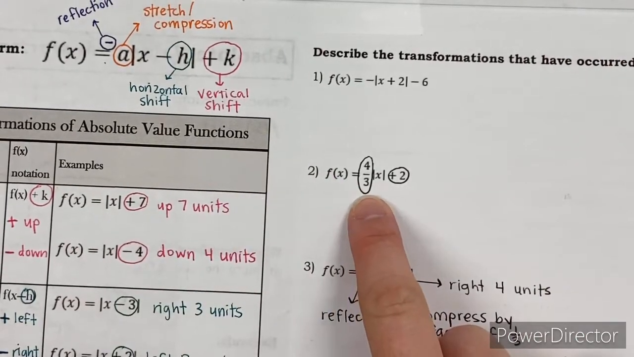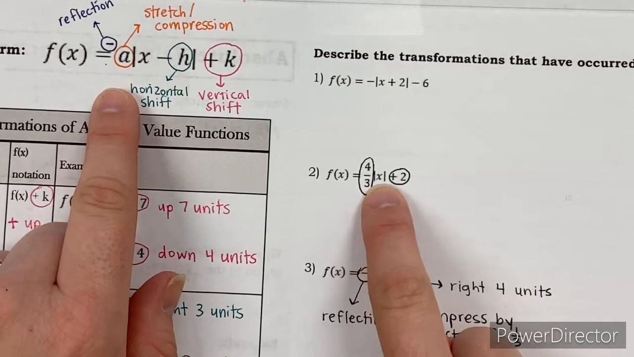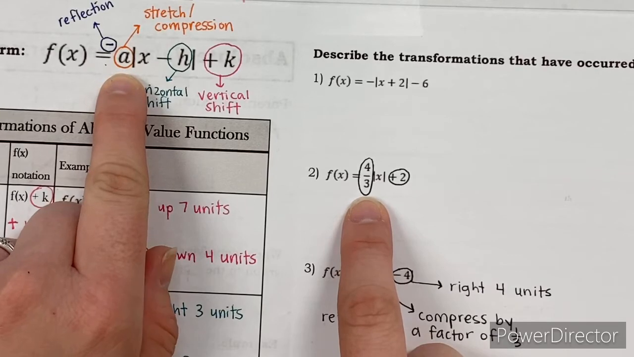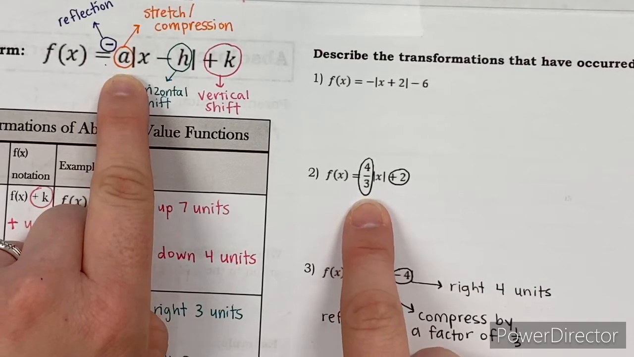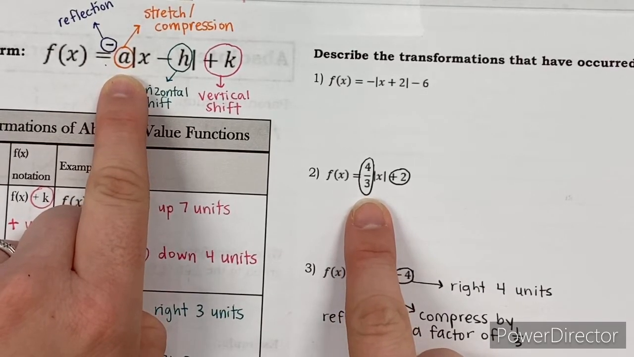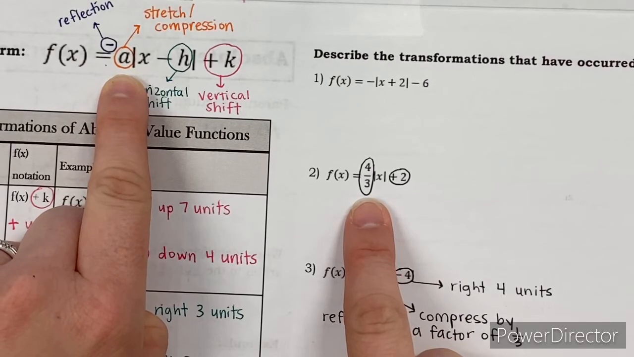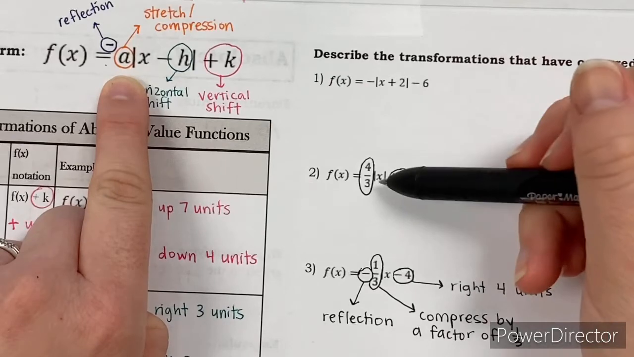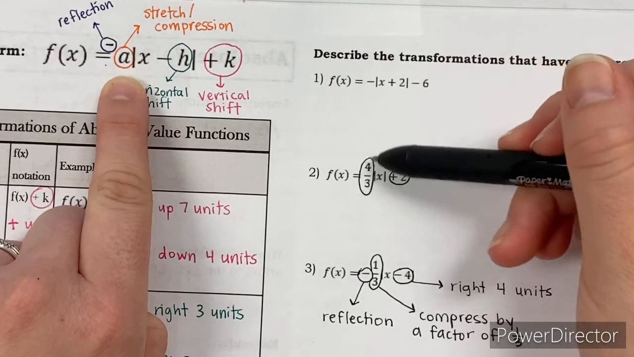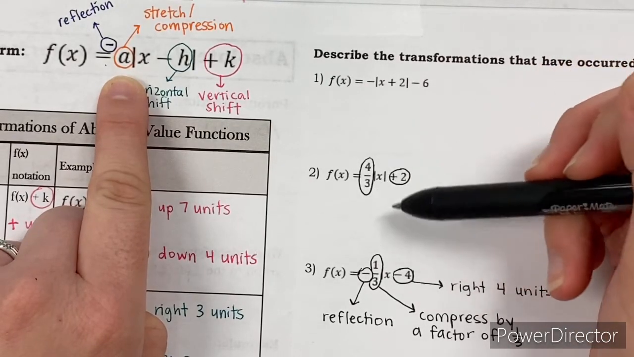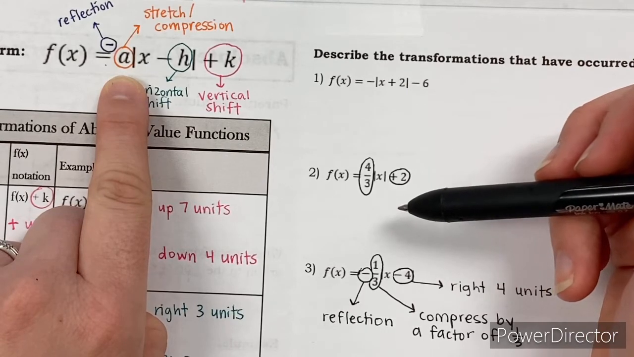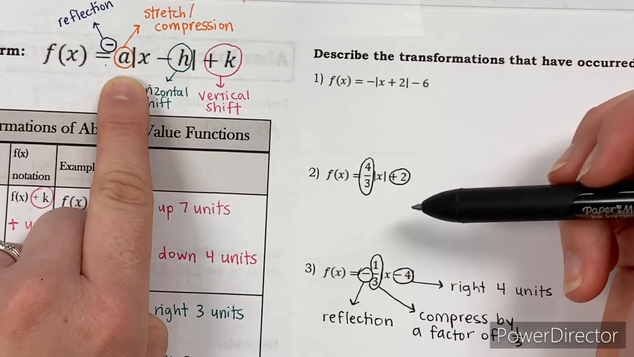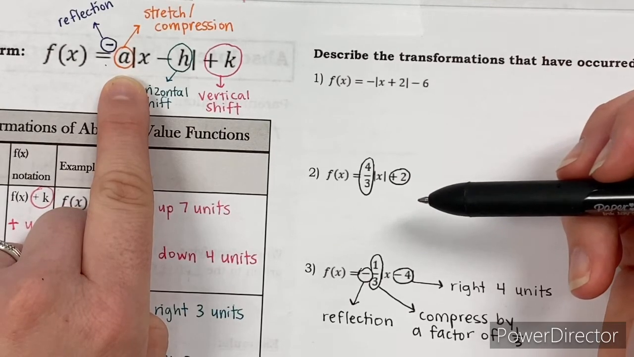So this 4/3 is in front of the absolute value, which means we are in that A spot. So this is going to be a stretch or compression. Now, normally, if we're in class, I've got some kids screaming, "Oh, it's a compression," because they see a fraction. But this right here is an improper fraction, which means this number is actually bigger than 1. So be careful. Be super, super careful. Just because you see a fraction does not mean that it's a compression.